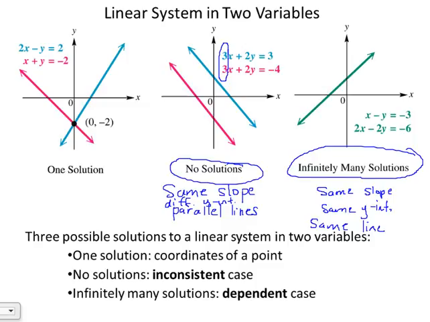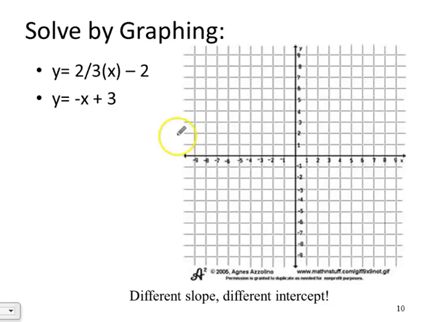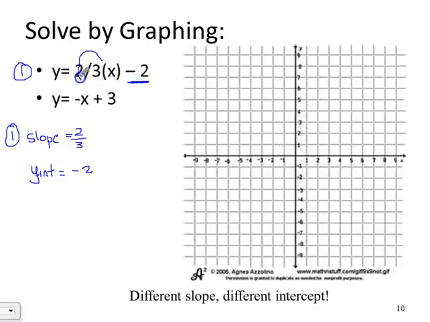Different y-intercept, but the same slope will cause parallel lines. I'm going to go on to the next slide. So let's solve a system of equations by graphing. I'm going to graph this first line first in blue. The first thing I want to do with that first line is find the slope. The slope is 2/3, rise over run. The y-intercept occurs at -2.